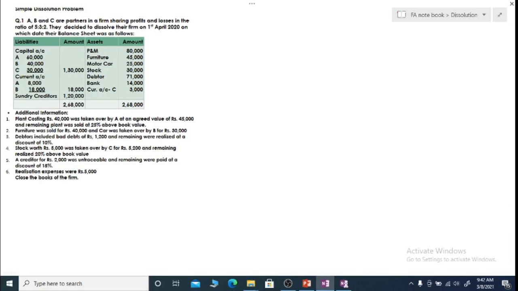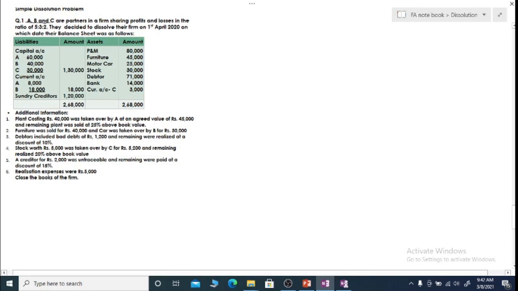So the procedure that we have understood is that first of all we should go through the question carefully and split the balance sheet into two parts. The first part will go in realization, the next part will go in the partners accounts, and then we'll start closing the books. Okay, so let us read the question first.